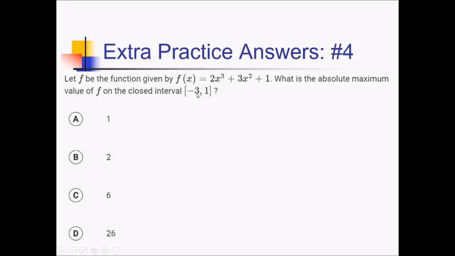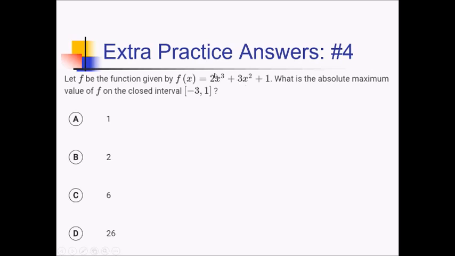For this problem, we're given a polynomial and asked what the absolute max on the interval -3 to 1 is. Probably the quickest way to do this is just to use the candidates test. So we have to plug in the endpoints here and also any critical values that we find. Let's go ahead and find some critical values. We're going to take f prime of this thing and set it equal to 0 to find those.